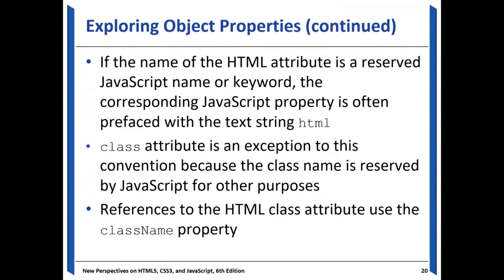If we have an HTML attribute that is named as a reserved JavaScript name or keyword, the corresponding JavaScript property is often prefaced with the text string HTML. Our class attribute is an exception to this convention because the class name is reserved by JavaScript for other purposes. References to the HTML class attribute use the className property. And you see on the screen the className. That's also an example of camel case, where the first word is lowercase and the second word, in this case name, is capitalized.